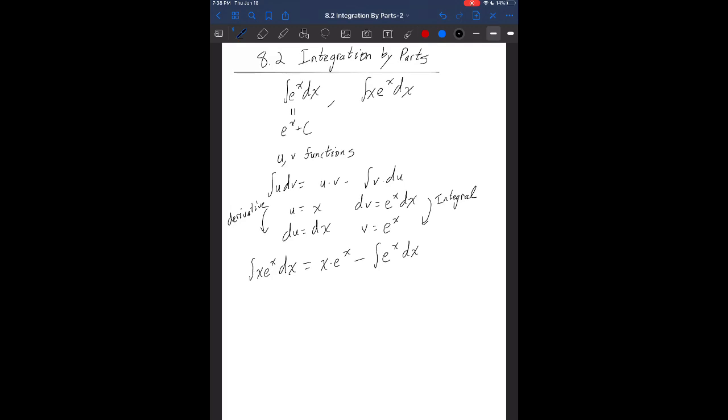And this is great, right? This is an integral that is much easier to solve. It's actually what we were talking about before, where we now have this as x times e to the x minus e to the x plus c. Never forget your plus c's with these indefinite integrals. It's very easy to make that mistake.